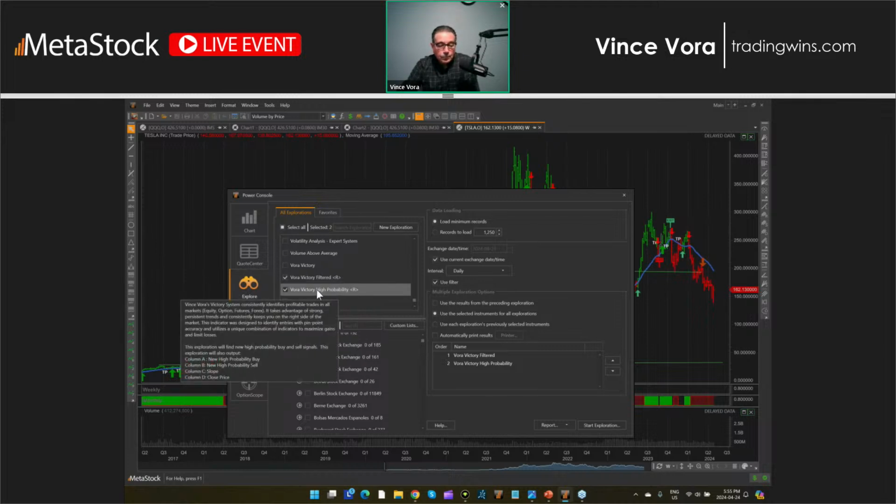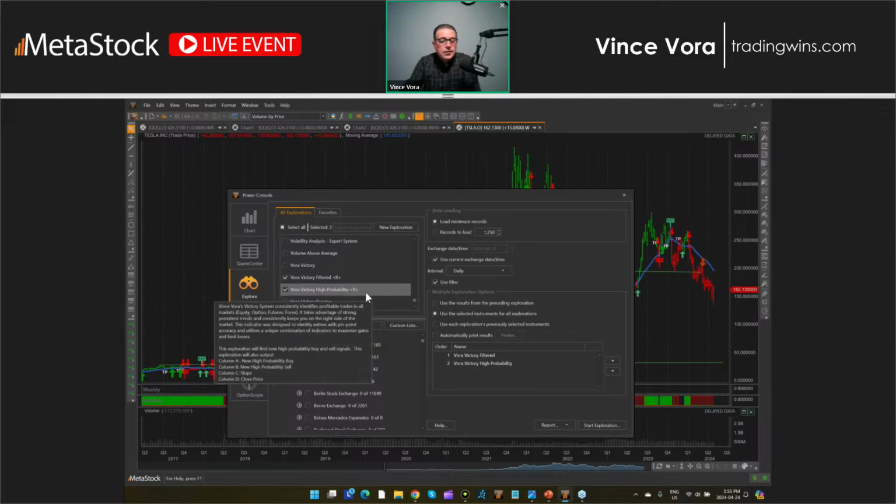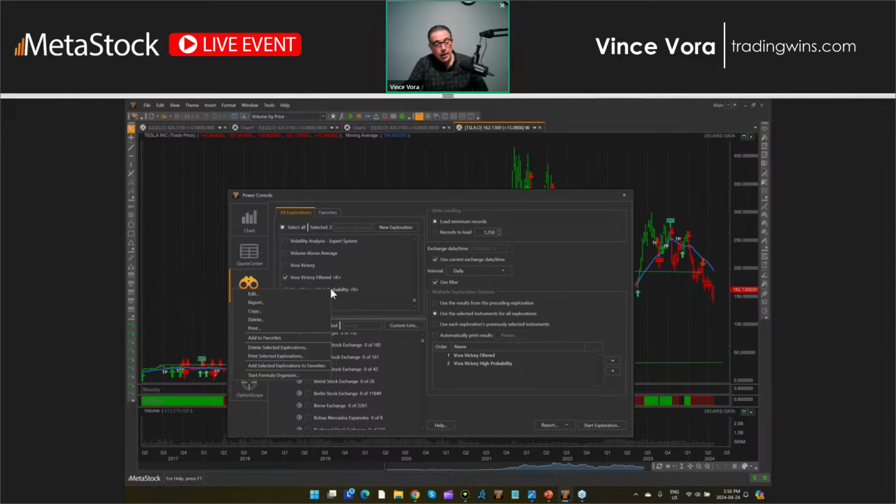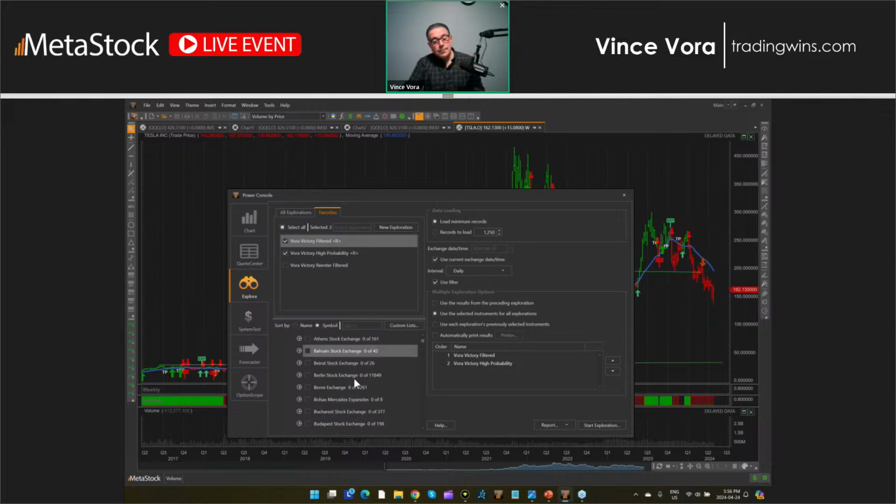And then we have one just for the high probability setups, as well as the re-entries, those dots, okay? Now, if you right-click on any of these, if you're going to be using them on a regular basis, what you want to do is right-click, okay, and then Add to Favorites. What that'll do is create this tab right next to All Explorations here, and so you'll only see the ones that you want to use. You don't have to bother scrolling down and looking for them every night. So you check off what you want to do. You come down here, you pick the list of stocks or the markets that you want to scan.